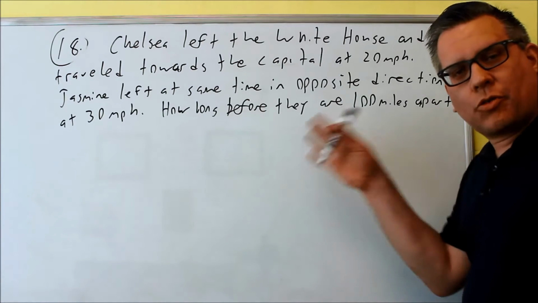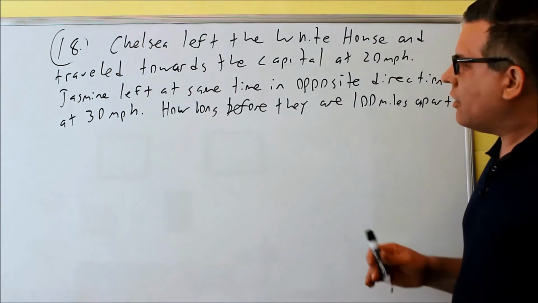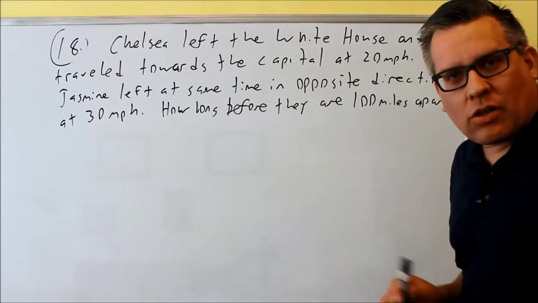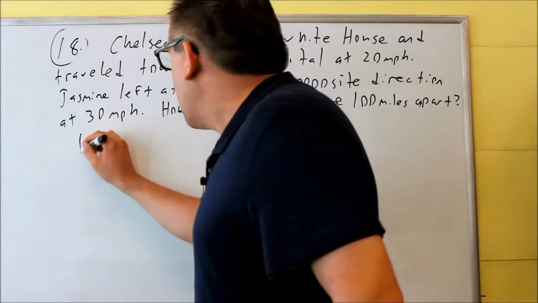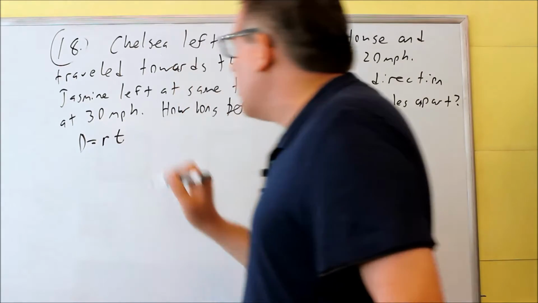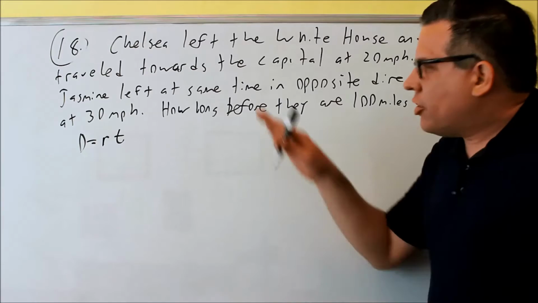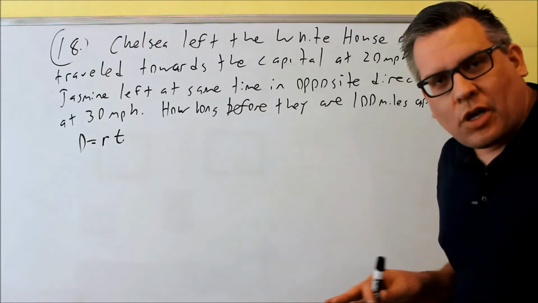Number 18 is another one we're going to use a table on. Now this one has to do with speed and time and things like that. So the equation I want to use on this one is distance equals rate times time, since I'm talking about that. So I'm going to use that when I set up my table.